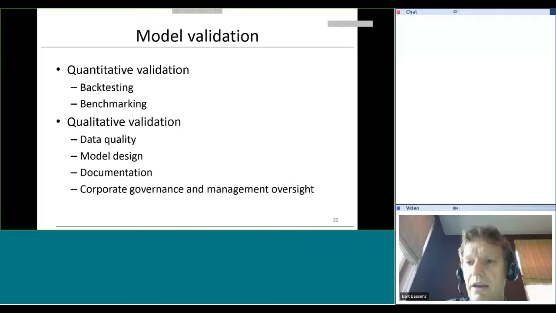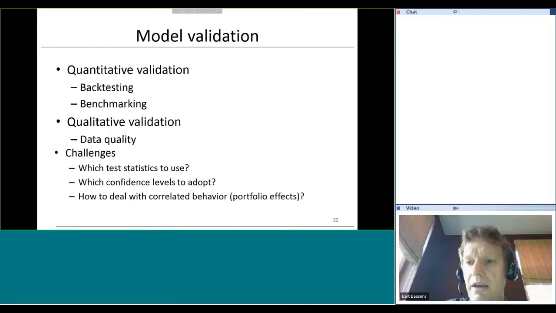Qualitative validation is not based upon data and numbers, but it's based upon looking at data quality, seeing how you can remedy issues with data accuracy, with data completeness, etc. It's also looking at model design, like who designed the model, what's the scope or validity of the model, what are the counterparties that can be scored by the model, etc. It also focuses on documentation, corporate governance, and management oversight. Corporate governance and management oversight refers to the involvement of senior management and the board of directors in the whole model development, validation, and stress testing process.